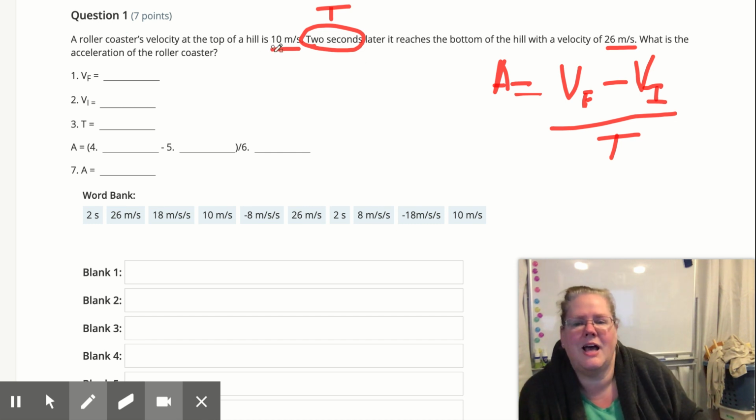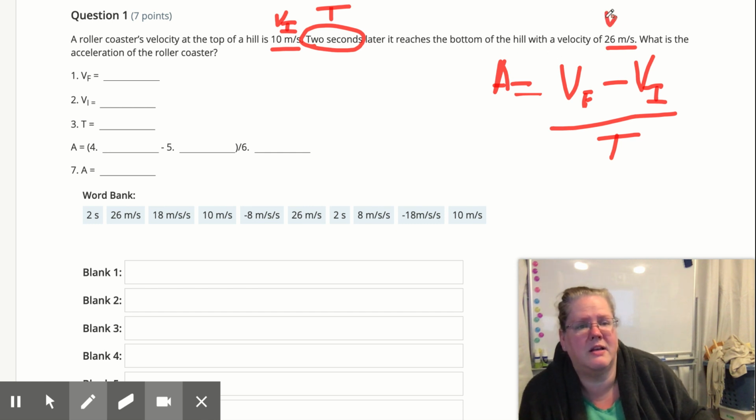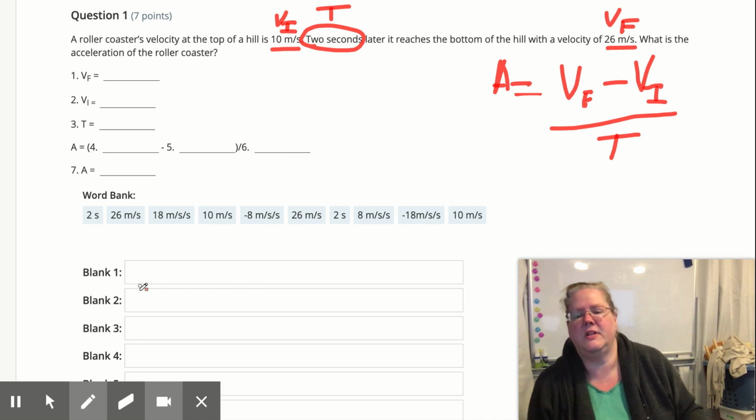Well, the roller coaster at the top of the hill, so that's my velocity initial. And over here at the bottom, as it reaches the bottom of the hill, so that needs to be my velocity final, is right there. And now I can just fill in this information.